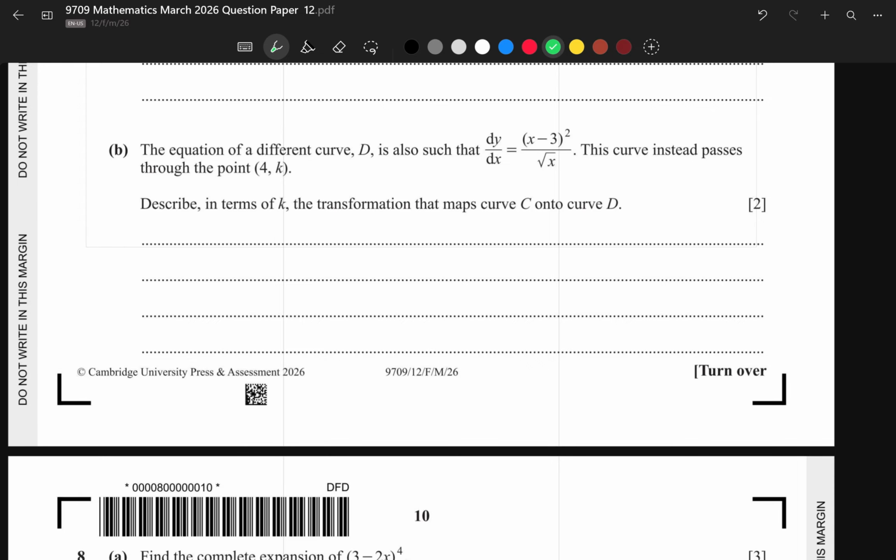So as we can see, only translation is happening, and this is worth 2 marks. So 1 mark is for writing translation, and the second mark is to describe what type of translation it was, by the factor of 0 for x, as 4 is unchanged, and for the y we'll write k minus 7, because originally it was 7 but now it is k, so k minus 7.